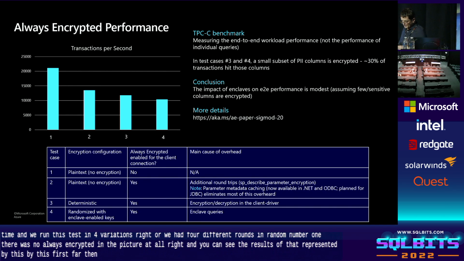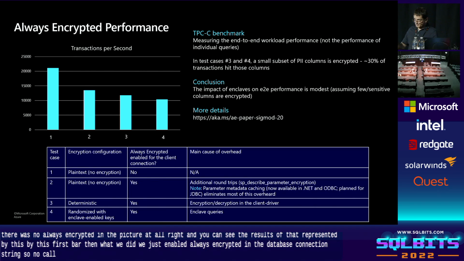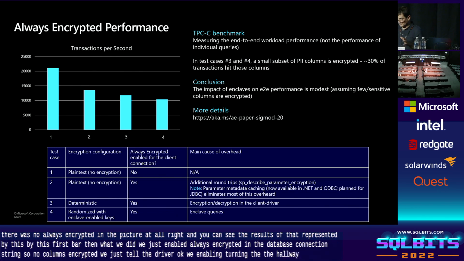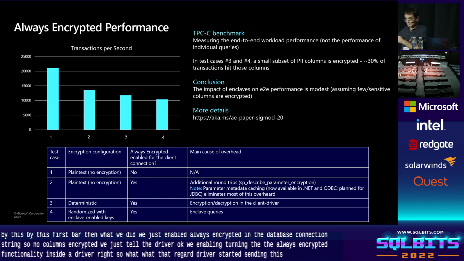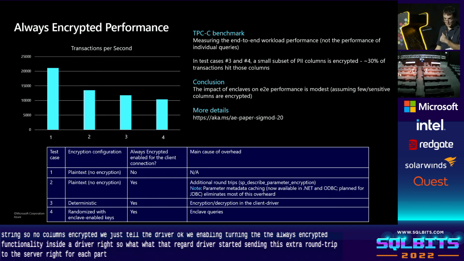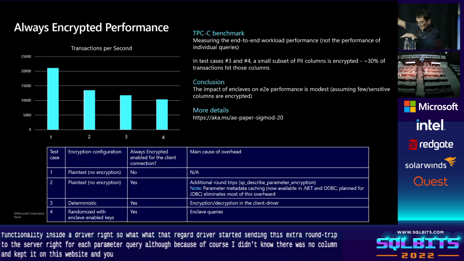Then we just enabled Always Encrypted in the database connection string. So no columns encrypted. We just tell the driver we're turning on the Always Encrypted functionality inside the driver. What that triggered is the driver started sending these extra round trips to the server for each parameterized query, because it didn't know there was no column encrypted on the server side. And you see a substantial degradation here.